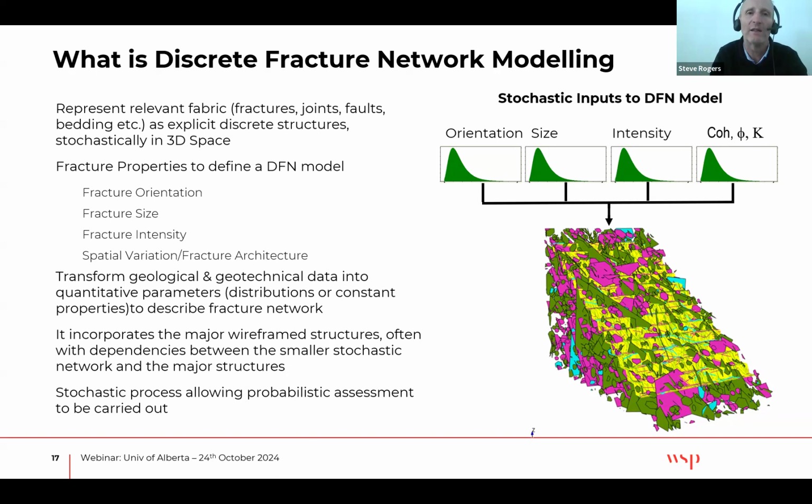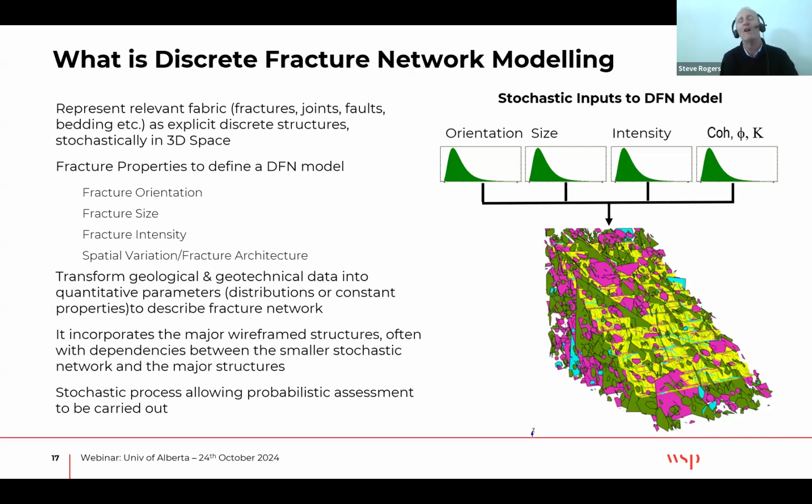So we're going to generate features using some distributions of orientation, size, intensity, and we're going to include something about the fracture architecture or spatial variation in that model. And there's many ways that we can make DFNs very structural and geologically realistic, or just very simple and practical. But the idea is we take the data that is acquired from geological, geotechnical, even hydrogeological investigations and turn those into distributions that we can use to generate these models. And because it's a stochastic process, it's a probabilistic assessment. So we can actually look at what is the likelihood of certain things happening.